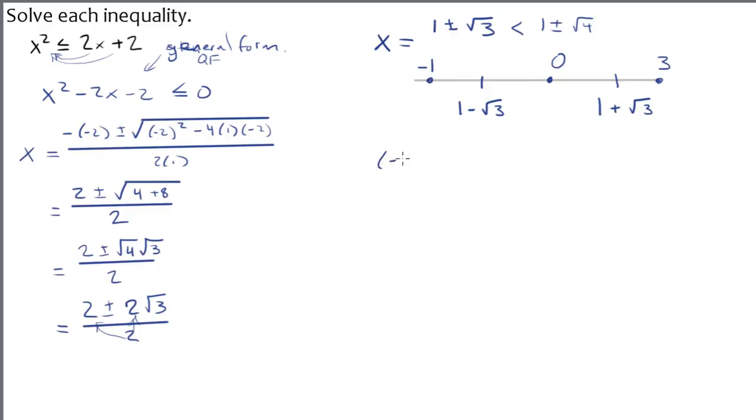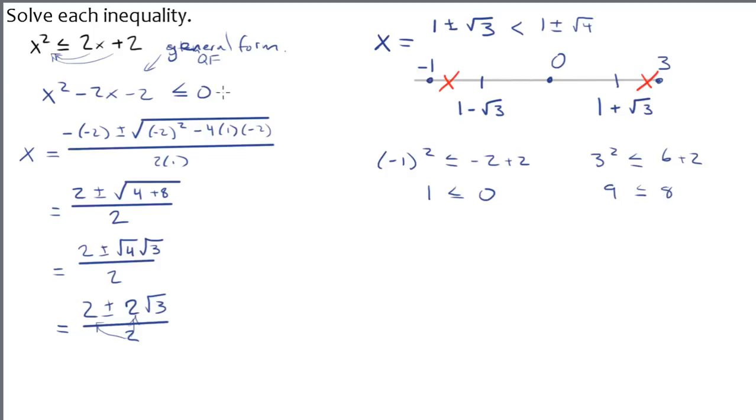This is going to be negative 1 squared is less than or equal to negative 2 plus 2. 1 is less than or equal to 0. Well, that's false. Alright, let's go over here. 3 squared is less than or equal to 6 plus 2. 9 is less than or equal to 8. Hey, that's false too.